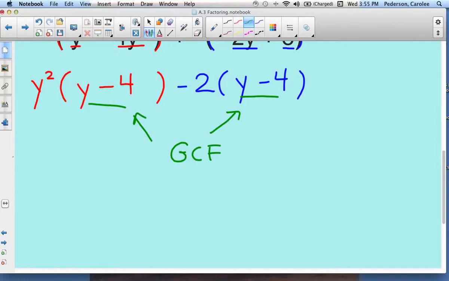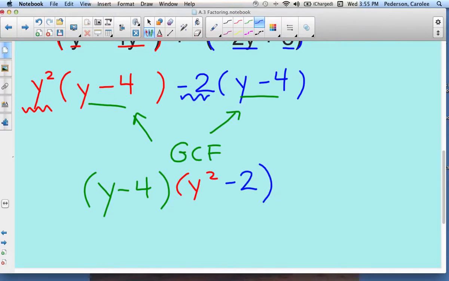So now my GCF is y minus 4, and I'm going to take it out of both groups, the blue and the red. So what I'm left with in this first group is y squared. What I'm left with in this second group is minus 2. Now it is factored by grouping.